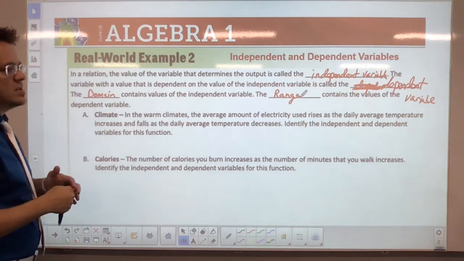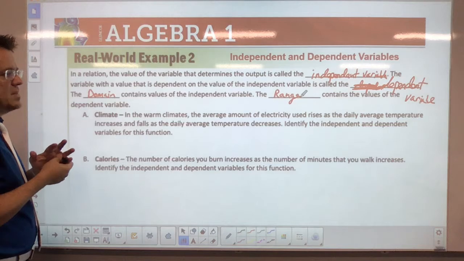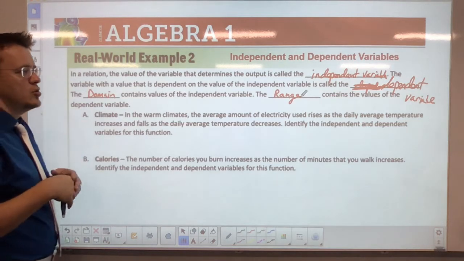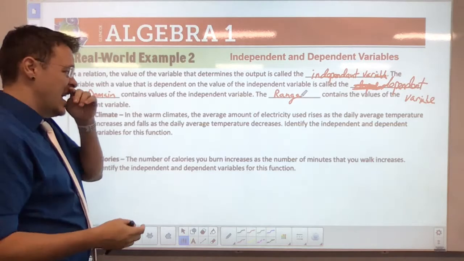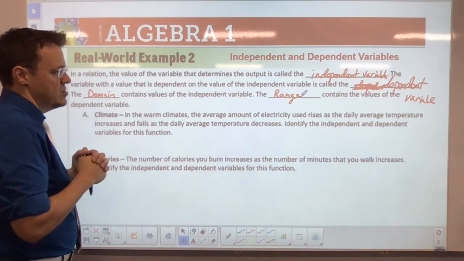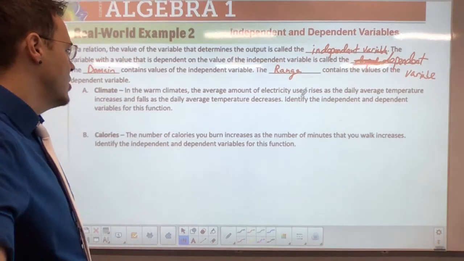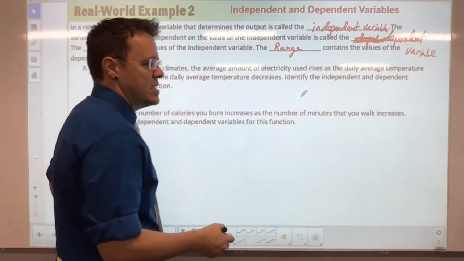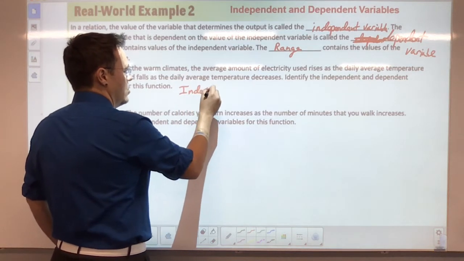All right, so what we're gonna do is identify a couple different things here, okay? So there's a word problem. In the warm climates, the average amount of electricity used rises as the daily temperature increases and falls as the daily average temperature decreases. Identify the independent and dependent variables, okay? So we are going through this. The big thing is you guys need to know is that independent is something you can't control.